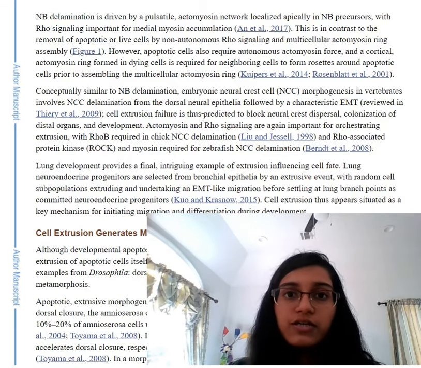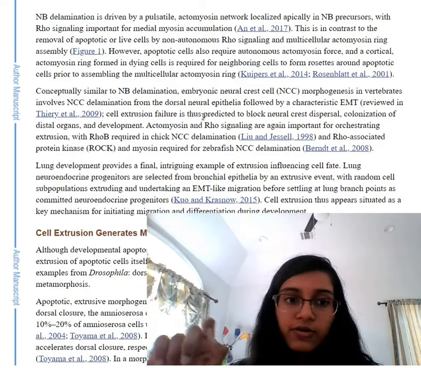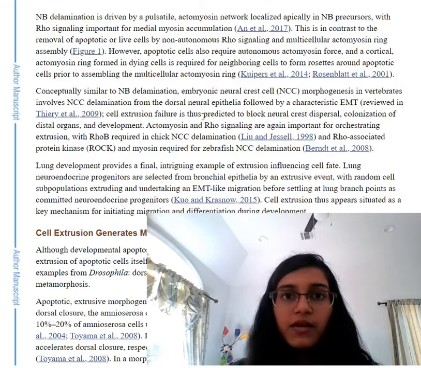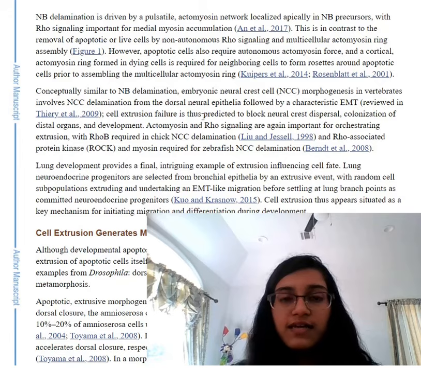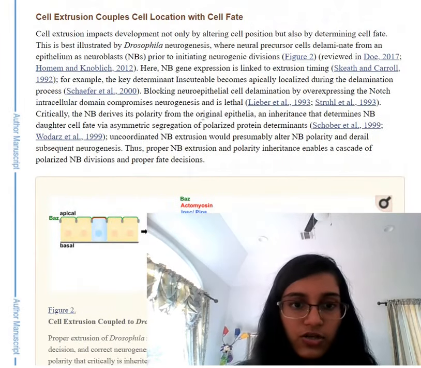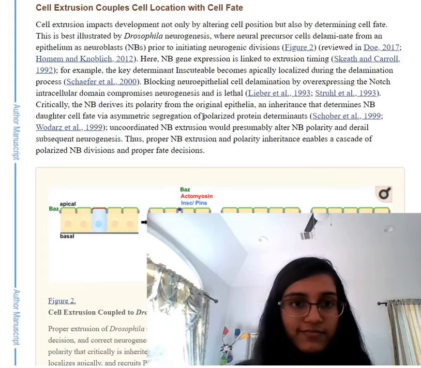This EMT-like migration can occur for these lung neuroendocrine progenitor cells as they go to lung branch points. And it is mediated by many of the same proteins and signaling pathways that are also involved in cell extrusion. So in these ways, these two processes are very linked, and cell extrusion therefore plays a role in determining cell fate as well.